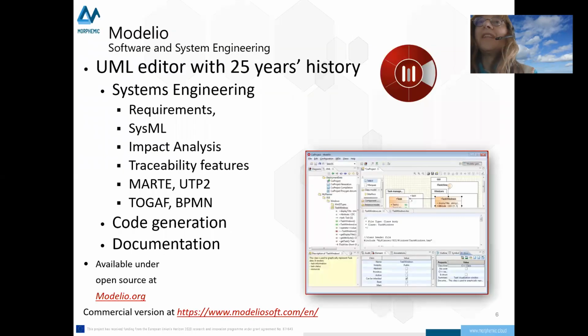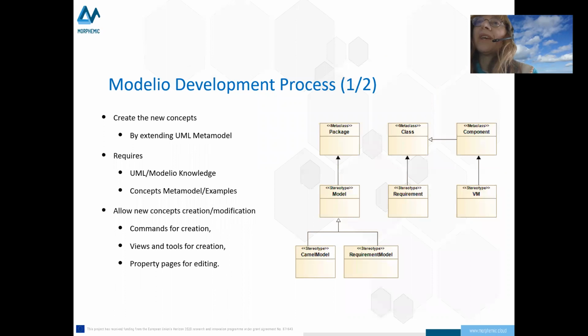The modeling tool Modelio has been chosen with its 25 years of history and its many other modules that are available. The modeling tool is available as open source on modelio.org, also as a commercial version in Modelio Soft. We are following a Modelio development process where we are extending the UML meta model, and we are basing this with our Modelio knowledge and, of course, the knowledge of the CAMEL DSL.